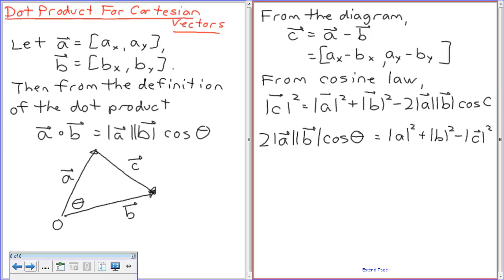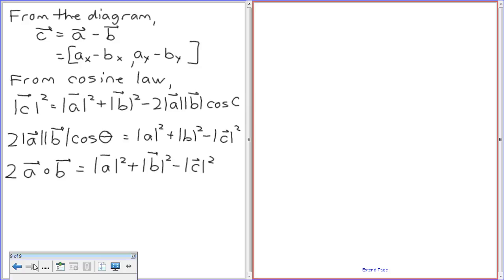Now, it's time to blow your minds. What does magnitude A, magnitude B cos theta equal? The dot product, right? So I'm going to call this 2 times A dot B equals magnitude A squared plus magnitude B squared minus magnitude C squared. Now, I know you're saying, Mr. Sadler, that's fascinating, but this isn't going to make my life a whole lot easier, and let me assure you it will. So you're okay with what I did there? Magnitude A, magnitude B cos theta is the same as A dot B.